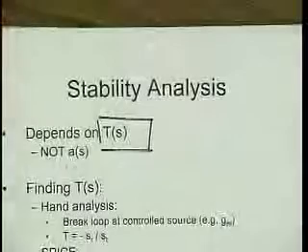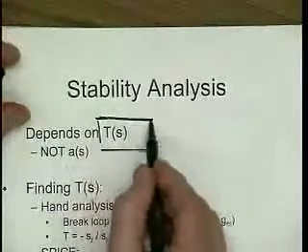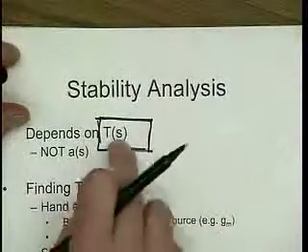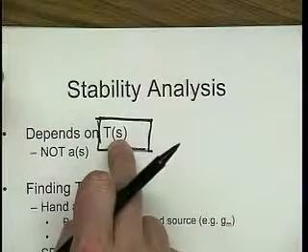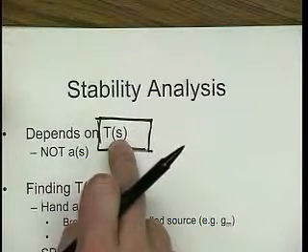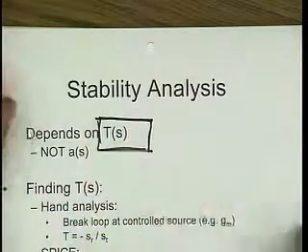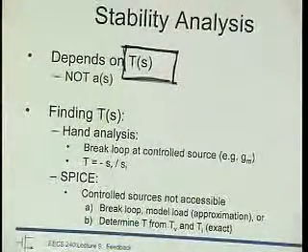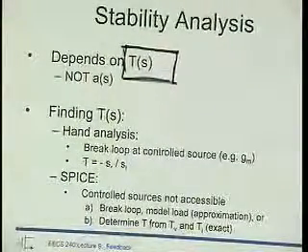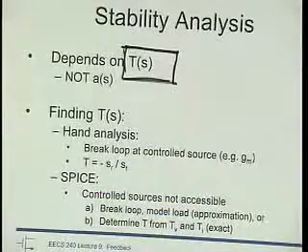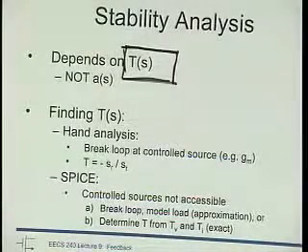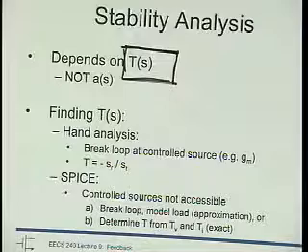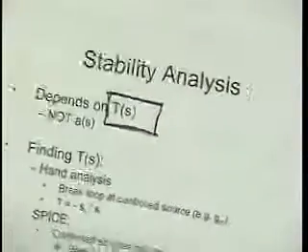So the important thing is that the stability analysis really relies on figuring out where the poles of T(s) are. Consequently, if we want to establish whether a linear circuit is stable or not, we have to figure out what T(s) is. And that's hard. Well, let's look at how we do that.